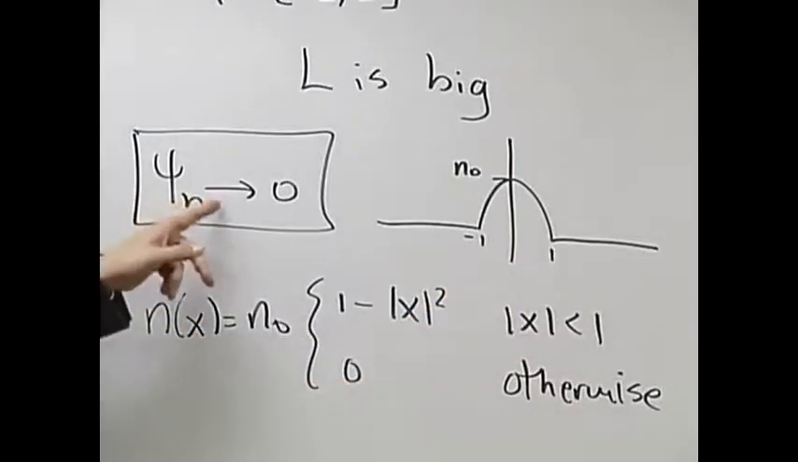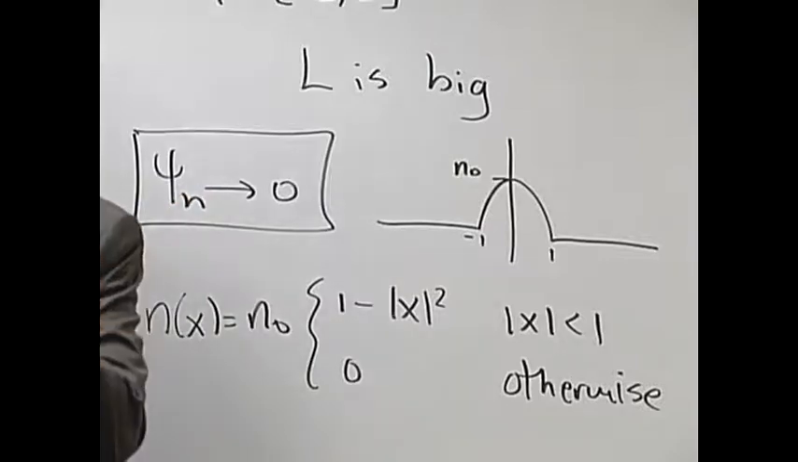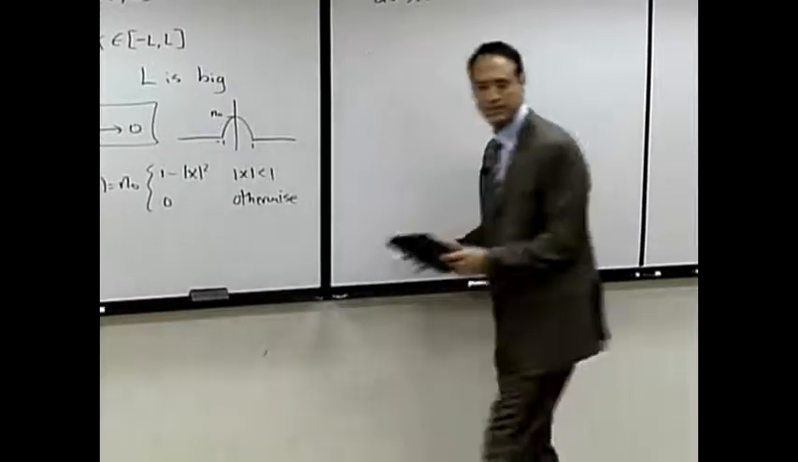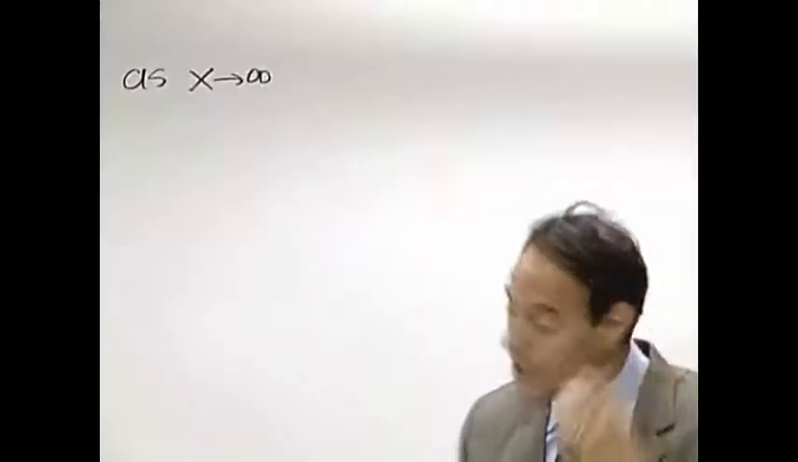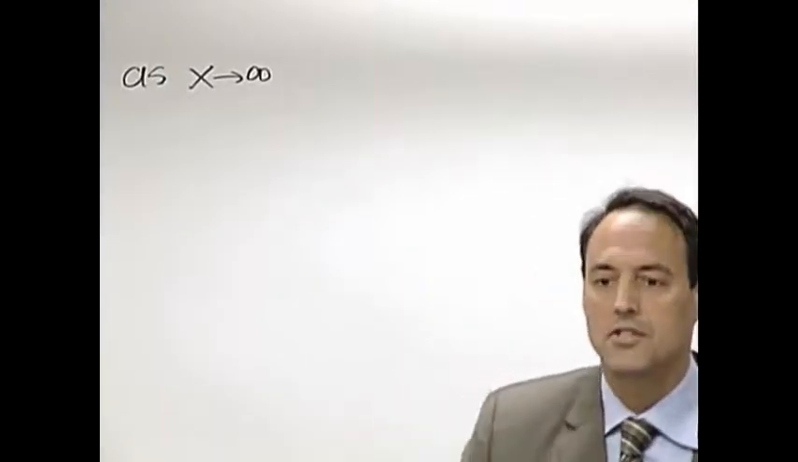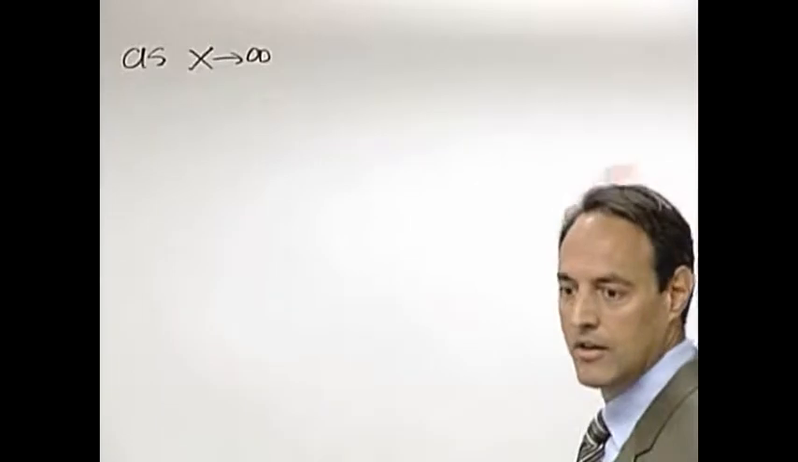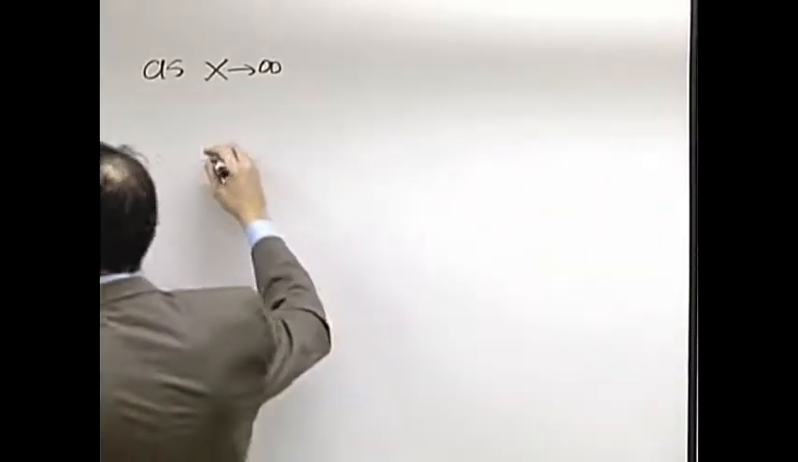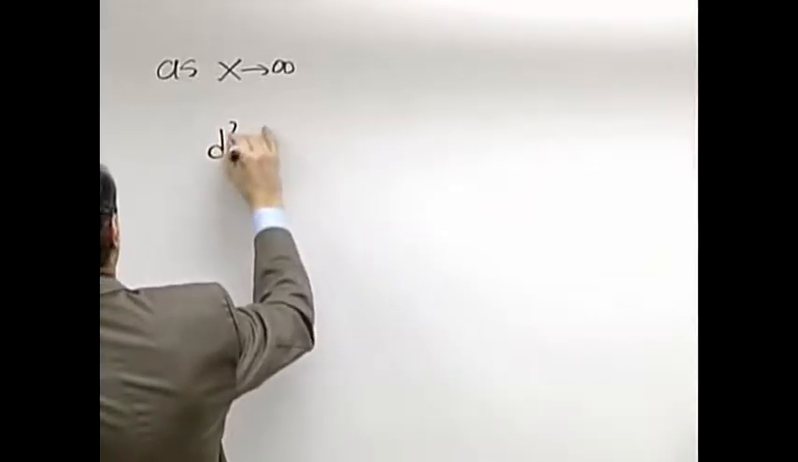So now I can start addressing this question here. So let's look at the following. What happens as x goes to infinity? So first of all, what happens to our differential equation? What is n of x way out at infinity? 0. Oh, so then your differential equation becomes the following.